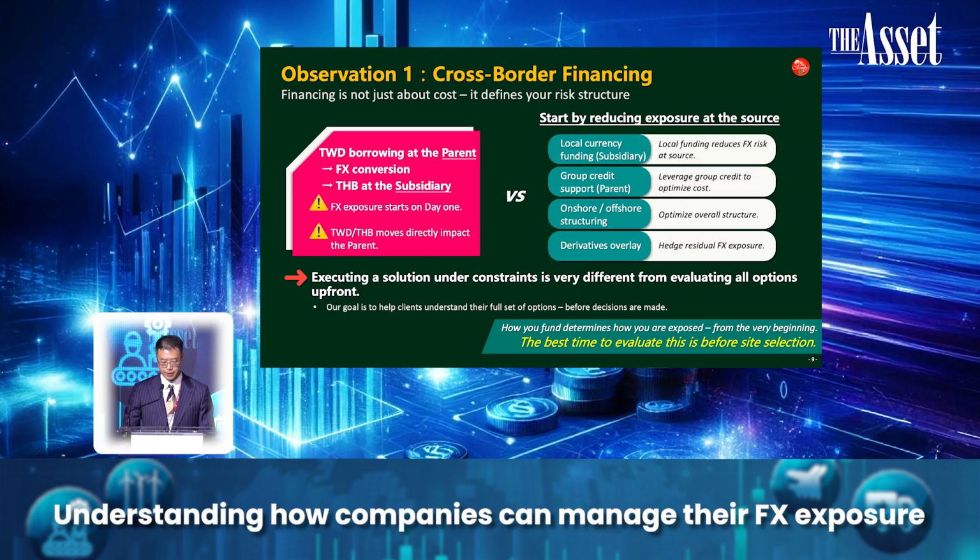The two options. Convert NT directly is simple, fast, but the FX exposure is there from day one. Or borrow locally in Thailand. That's a cleaner risk profile, but the local rates were running 4.2% at that time, which was over 100 basis points higher than borrowing in Taiwan. So that's the same business result, but a very different risk profile and a very different cost. And that conversation only happened because we had it before the structure was locked in.